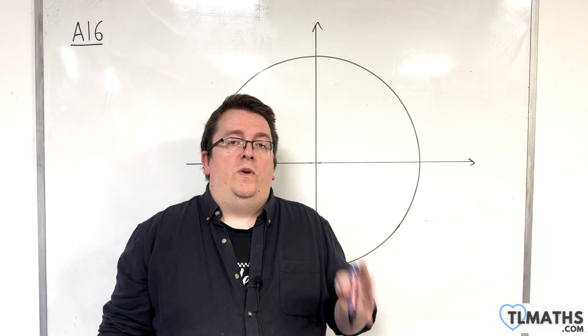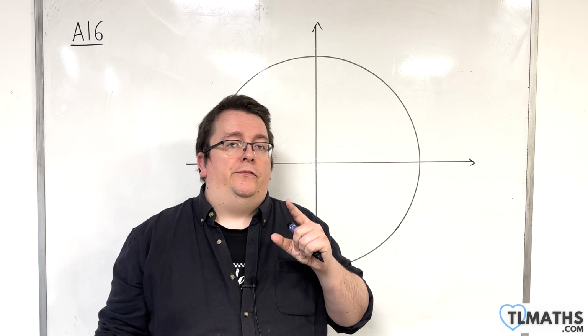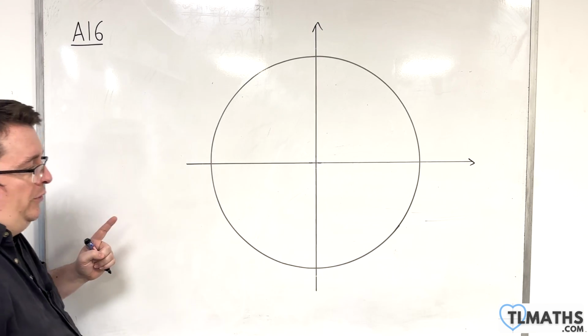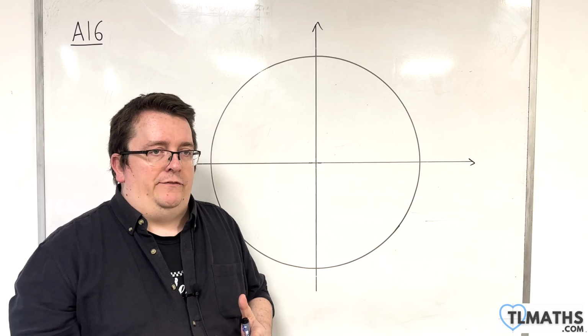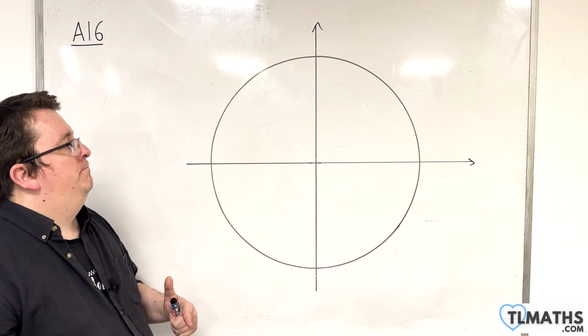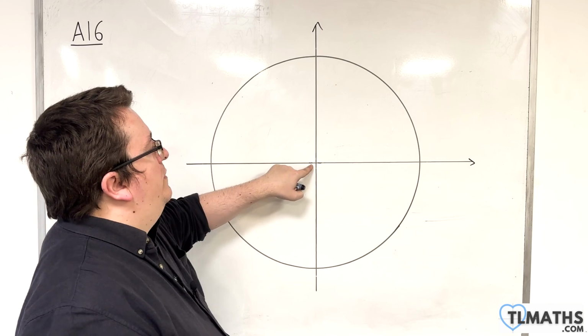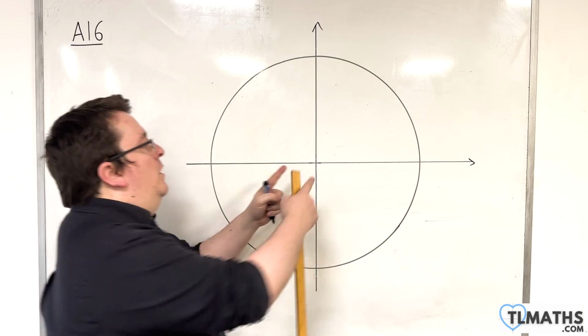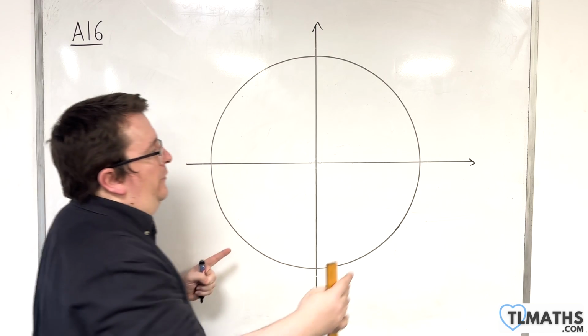So in this section, we are going to be considering the equations of circles. Now, the only circles that we deal with at GCSE level are those that are centred at the origin. So they have their centre at the origin, but they can have different radii. Okay, so the radius might be of different lengths.